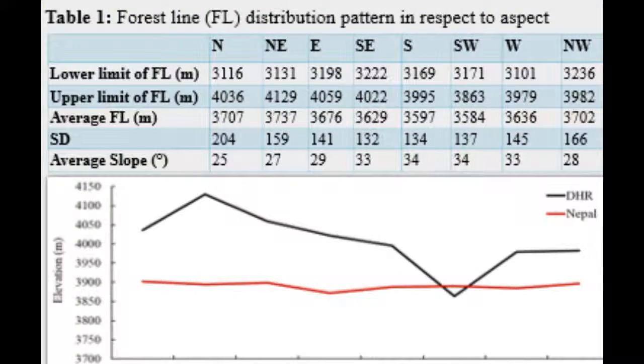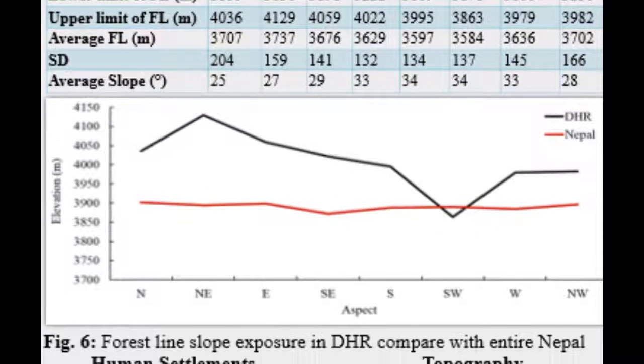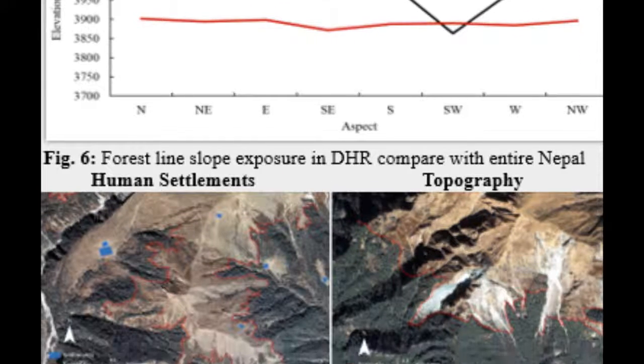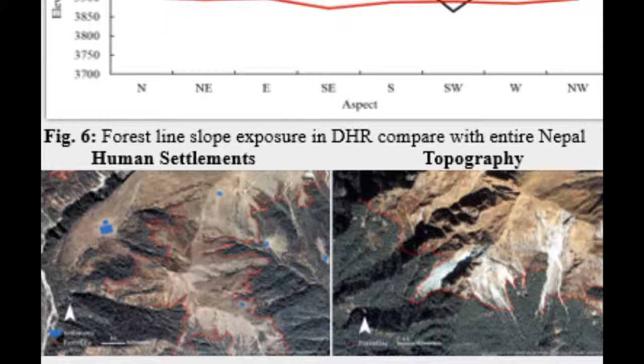In this table, we determined the maximums and minimums, basically the lower and upper limits of the forest lines of each aspect. We also computed the mean and standard deviation, as well as the average slope. We graphed the upper limit of the slopes of each aspect and compared it to the average elevation by the slope of Nepal. We found that the Dorpitan Hunting Reserve, specifically the southwest aspect, where the aspect was less than of Nepal, was largely impacted by human sediments and topography.